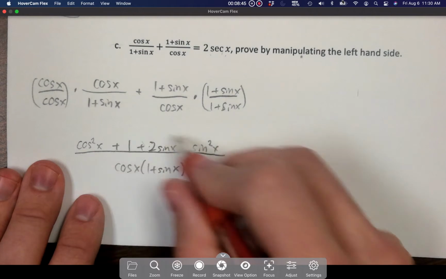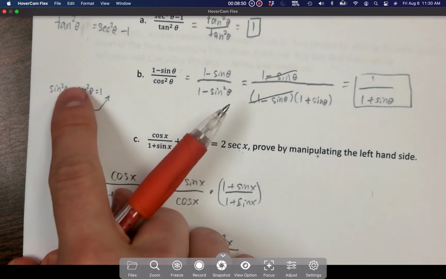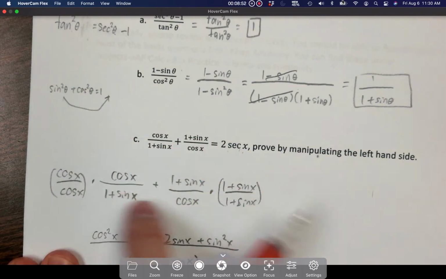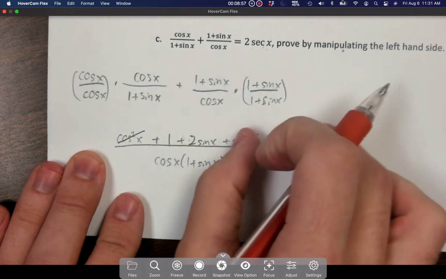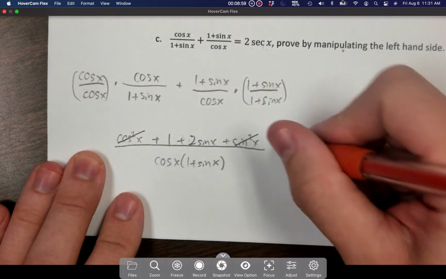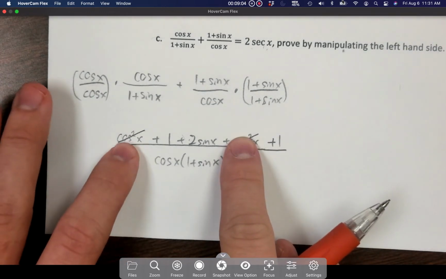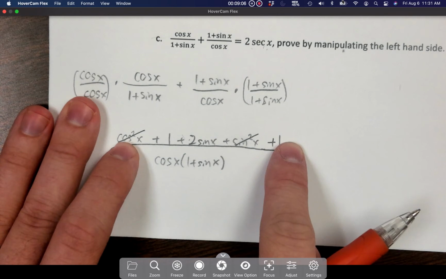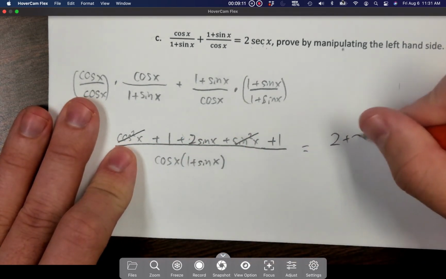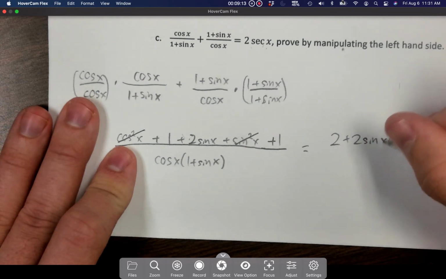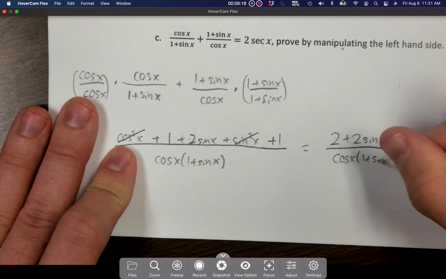So how am I going to do that? Well, first I'm going to notice that I've got cosine squared plus sine squared. And right back up here, that identity says if you've got a sine squared and a cosine squared, you can replace all that. We could regroup that and move it over, but essentially that's all going to turn into just a 1. So sine squared and cosine squared have become 1 by my identity. I've now got 1, a 2 sine, and a 1. So what I really have is 2 plus 2 sine over cosine times 1 plus sine.